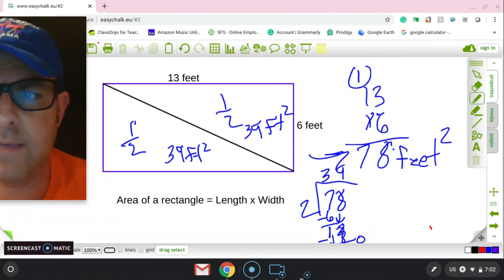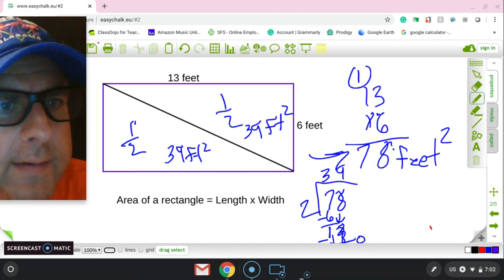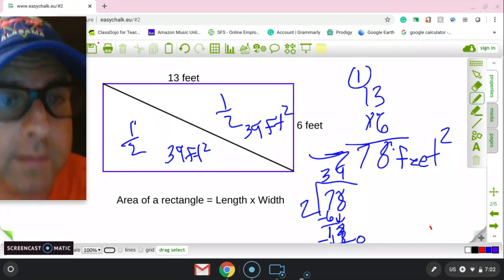So I'm going to use the exact same triangle, but I'm not going to use the rectangle. I'm just going to focus on one of the triangles this time.